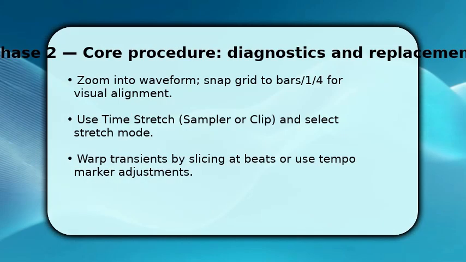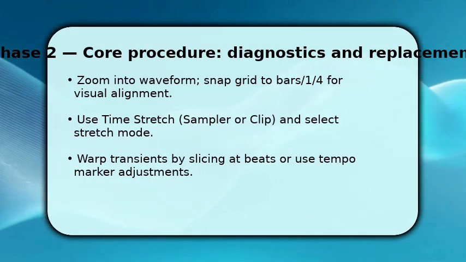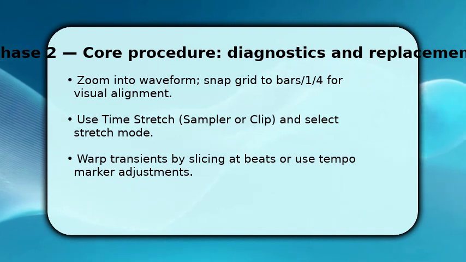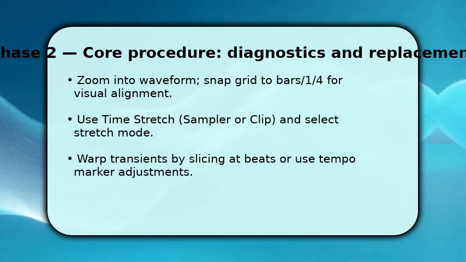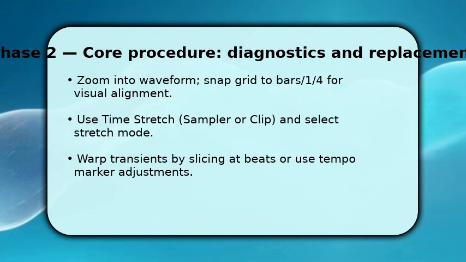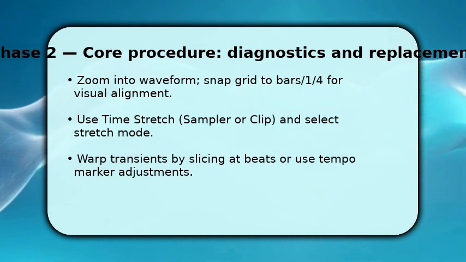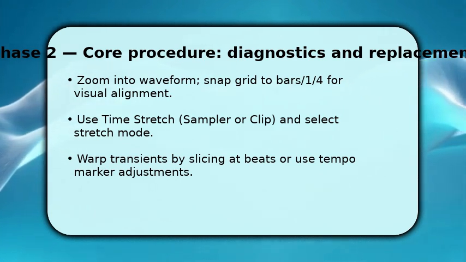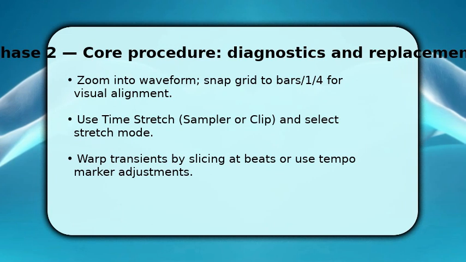Now you focus on precise alignment using FL Studio Mobile's stretch and slicing tools. Zoom into the waveform and snap to bars or quarter notes, then use the clip time stretch control to fit the audio to bar length. This preserves pitch if you choose time mode. Once stretched, slice at problematic transients and nudge slices to beats, or add tempo markers to match performance timing. Listen repeatedly with the metronome. Adjust small nudges until the downbeats and transients lock to the grid.